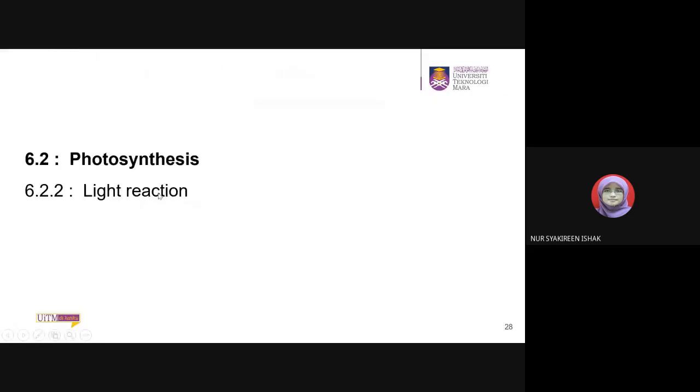Okay, so photosynthesis. Photosynthesis basically consists of two stages. The first stage is the light dependent reaction, and the second stage is the dark reaction. Another name for dark reaction is Calvin cycle, or it can also be referred to as C3 pathway.